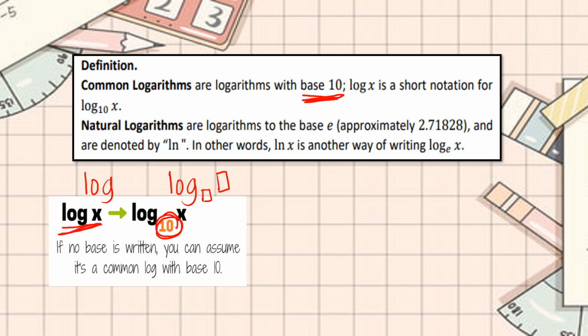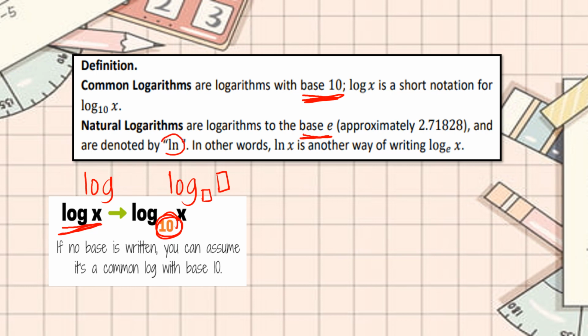Okay, next is the natural logarithms. So, these are the logarithms with base e. So, base e naman yan. So, anong yung e? It is approximately equal to 2.71828. And it is denoted by ln.